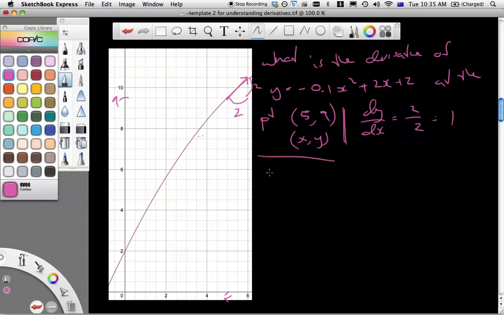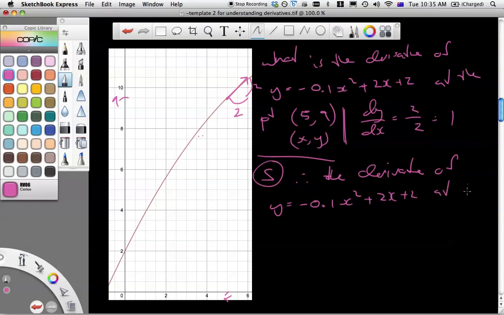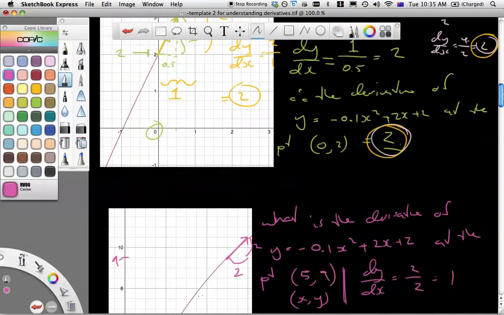So our solution, therefore, the derivative of our graph y equals negative 0.1 x squared plus 2x plus 2 at the point 5, 9 is equal to 1. Okay, so that's that. And now we've got one last example.